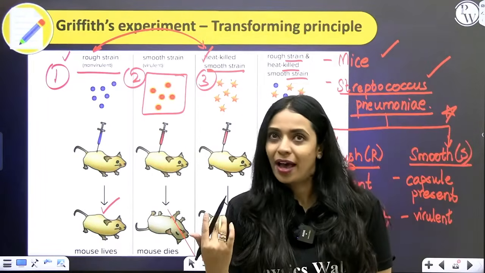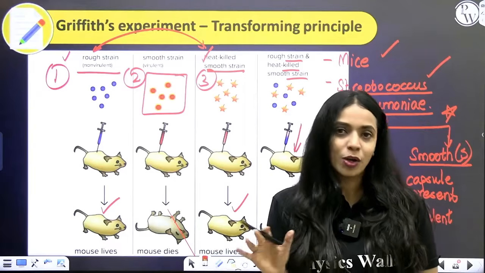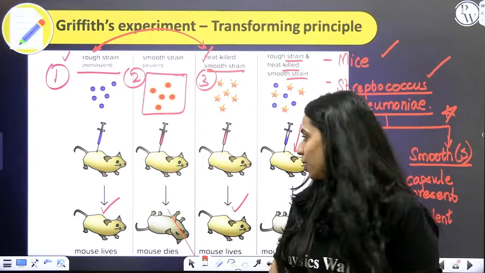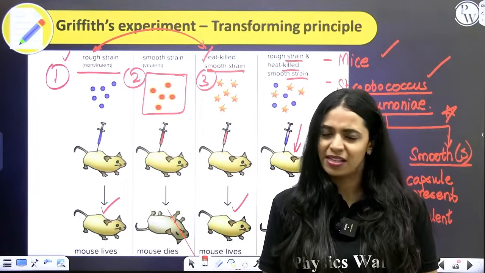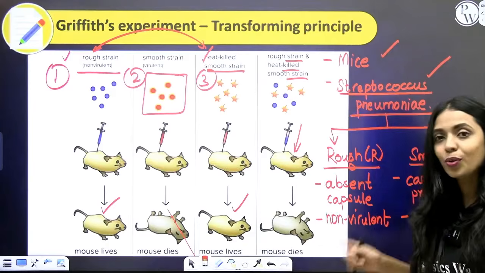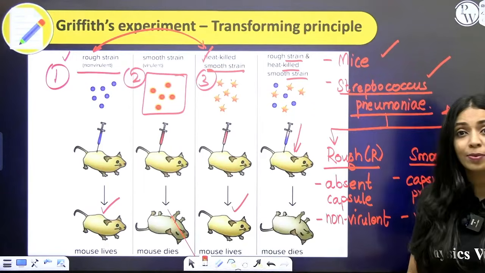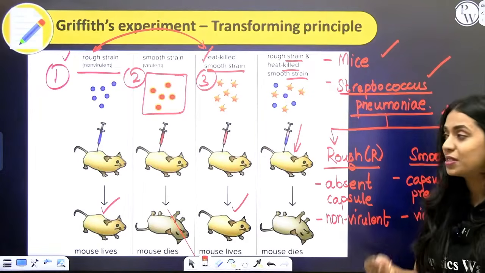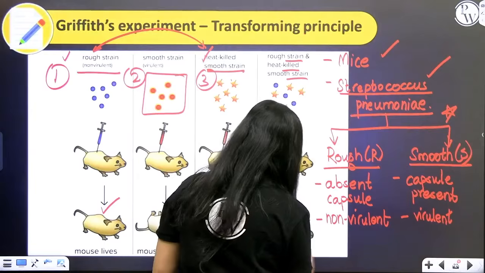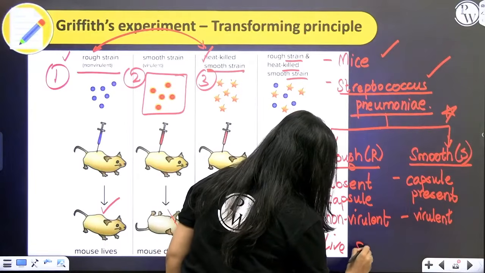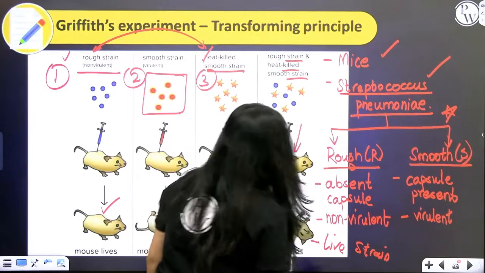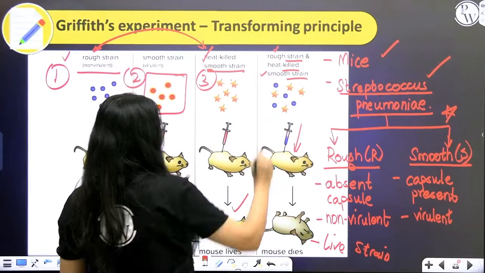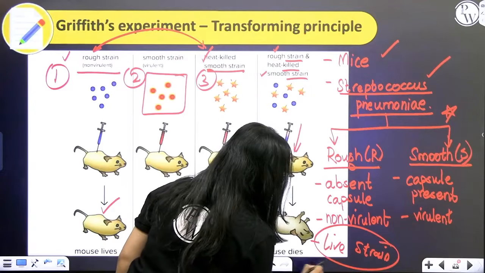What do you think should have happened, or what would we have expected? Since individually both of them were not able to cause disease, the bacteria could not have caused disease, and the mouse should survive. But to his surprise, the mouse developed pneumonia and it died. So after the mice died, he performed an autopsy and he found live S strain in the mouse's body. He introduced heat-killed S, he introduced live R, but he got live S.